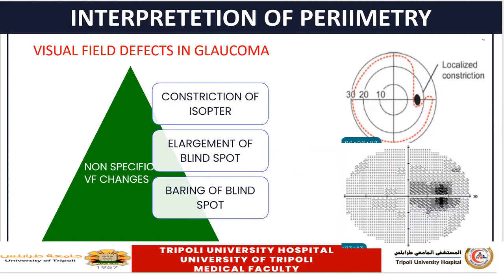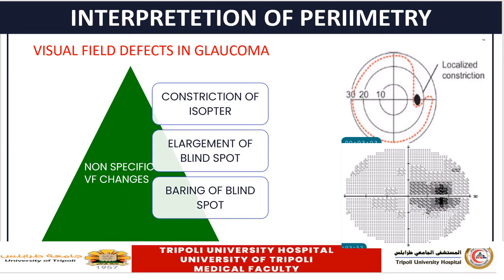The other changes that occur in the visual field due to glaucoma are the non-specific changes. By non-specific, we mean that they can occur in glaucoma and can occur in other diseases. The common and popular one is the constriction of the isopter, a term usually seen in kinetic perimetry, in which there is a focal constriction of the isopter of the visual field.